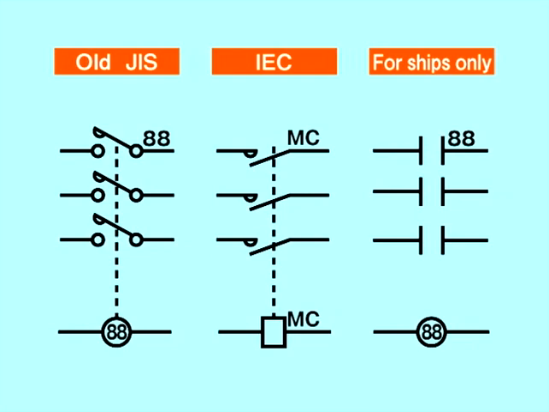For MCs used on ships, circuit diagrams are just as likely to be rendered in old JIS as in IEC. The relay may appear to be a capacitor at first glance, but the difference between the relay and the capacitor can be determined easily. Just look for the number 88.